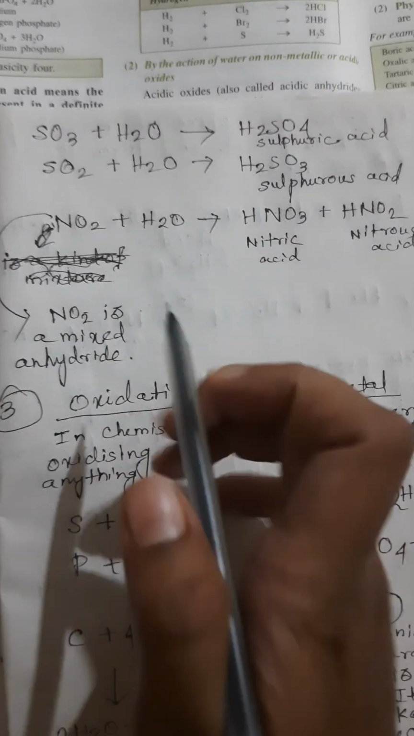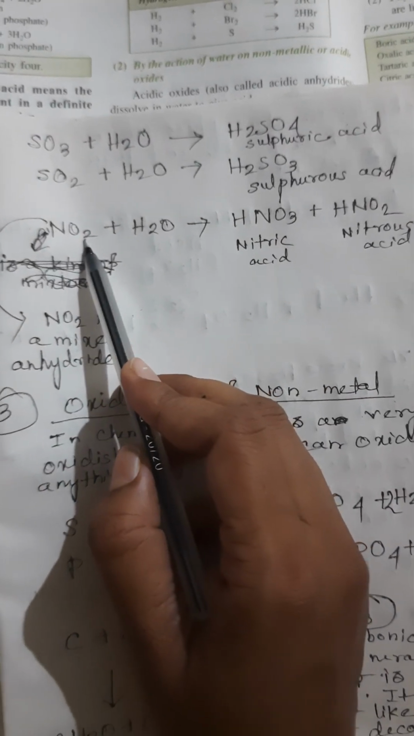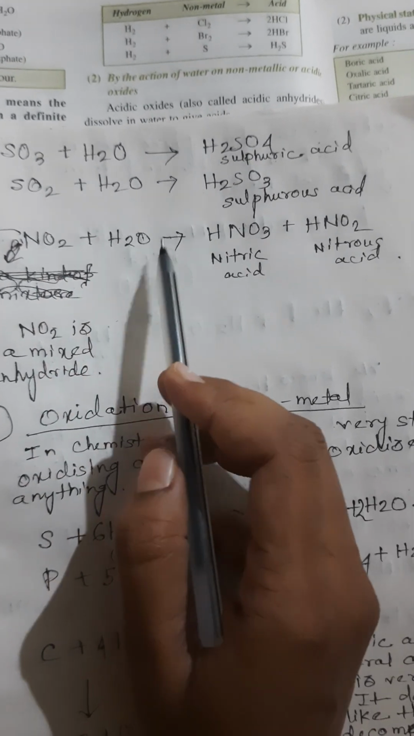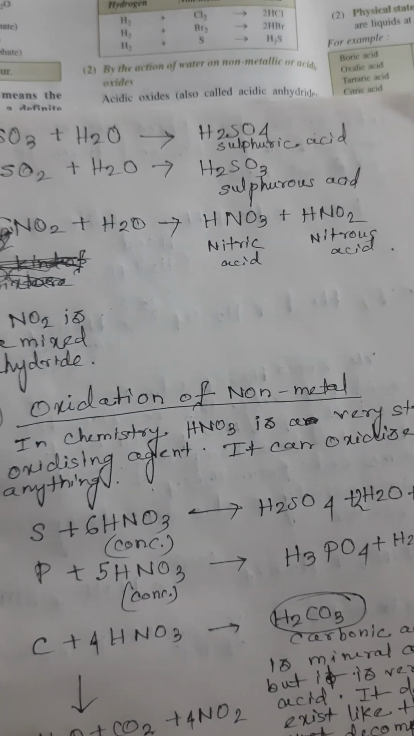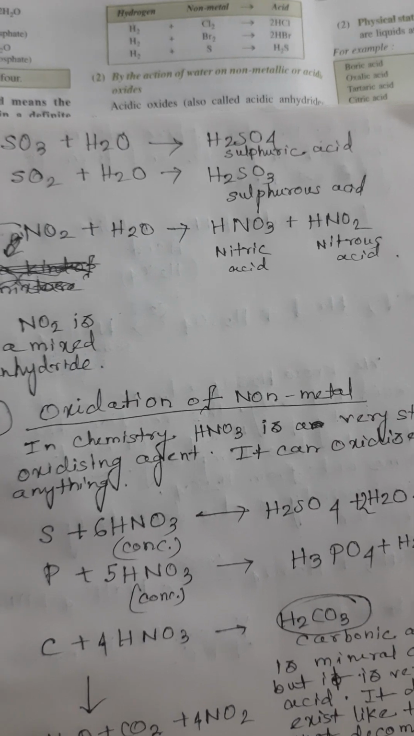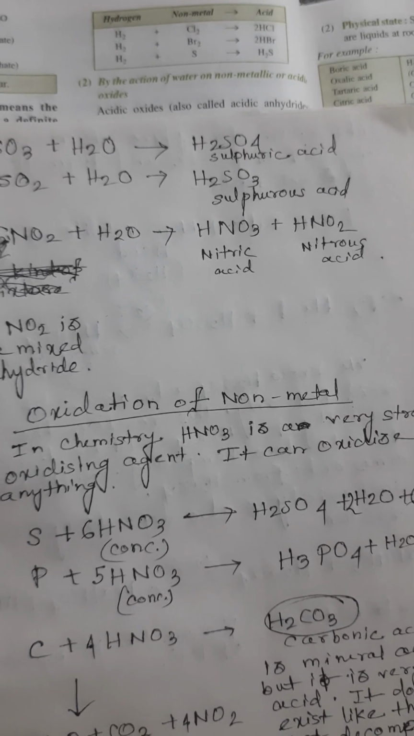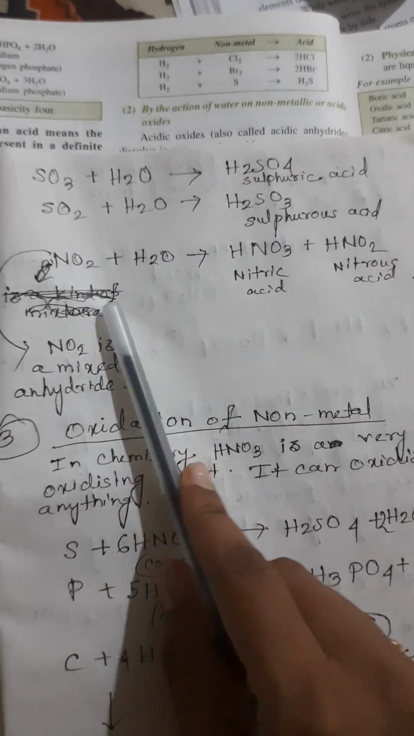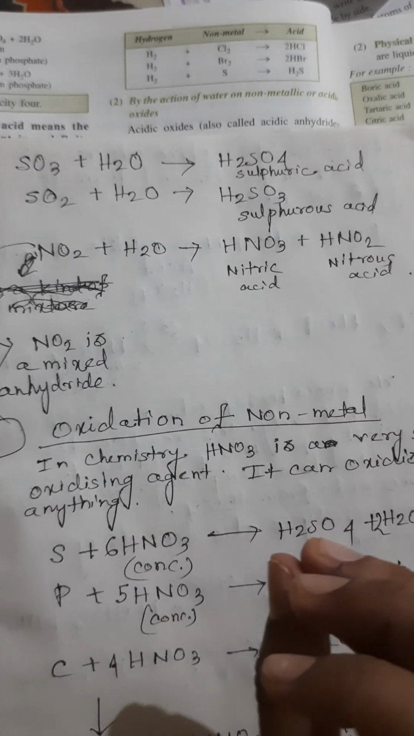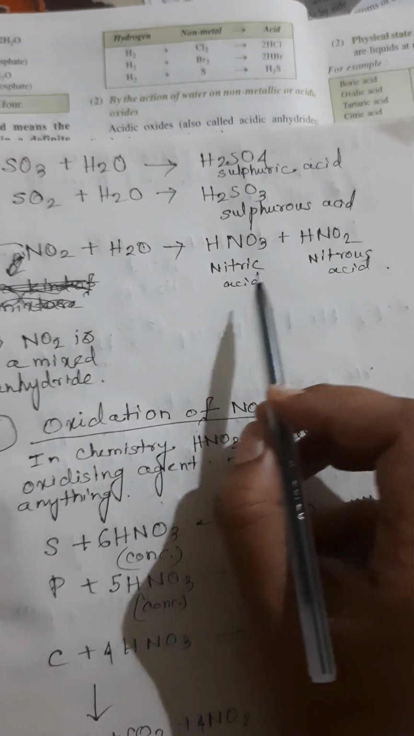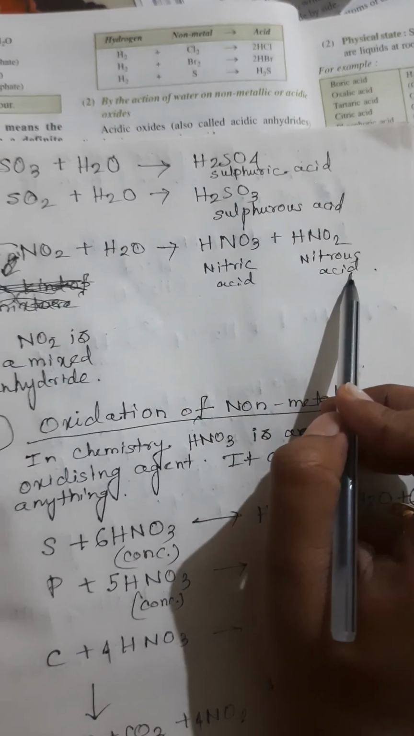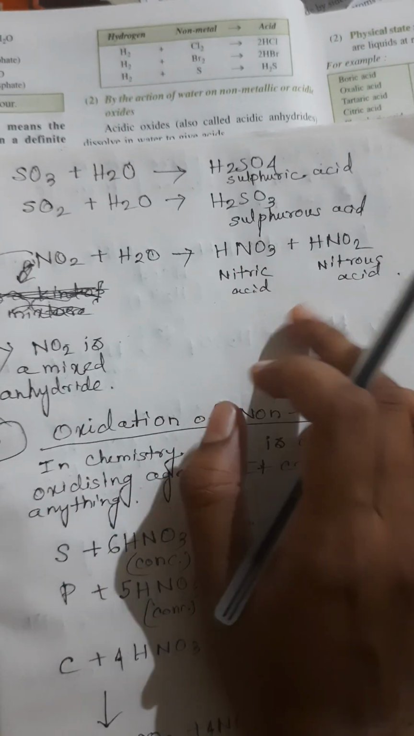Now in the case of nitrogen dioxide, when it reacts with water, you may think we get only nitric acid, but no, we get both nitric acid and nitrous acid, because nitrogen dioxide acts as a mixed anhydride. That's why we get a mixture of the two acids, nitric acid and nitrous acid. So this is the second process of the preparation of acids.